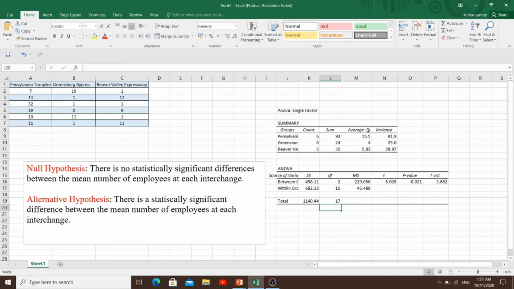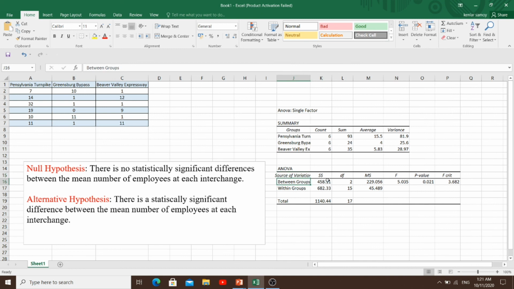The average or mean is 15.5, for Greensburg Bypass is 4, and for Beaver Valley Expressway is 5.83. The variances are 81.9, 25.6, and 28.97.